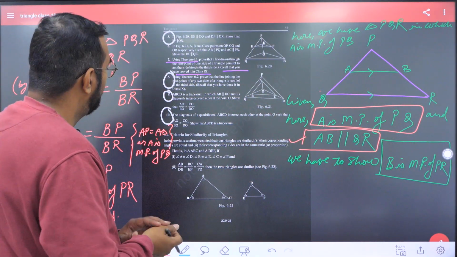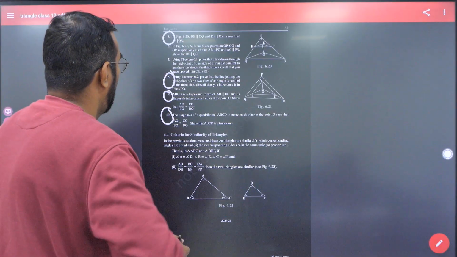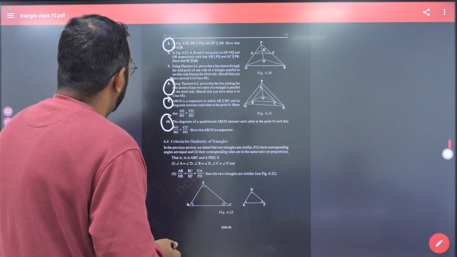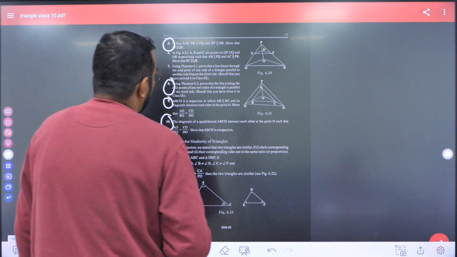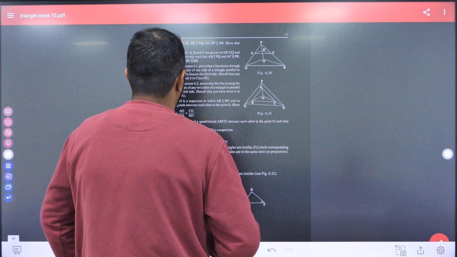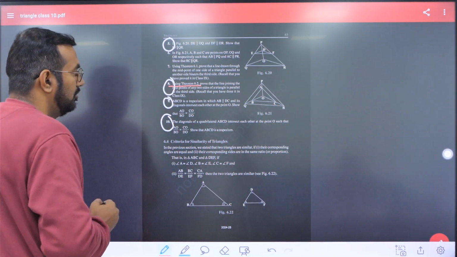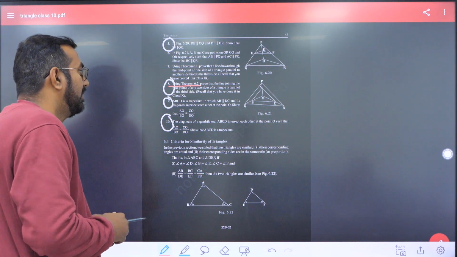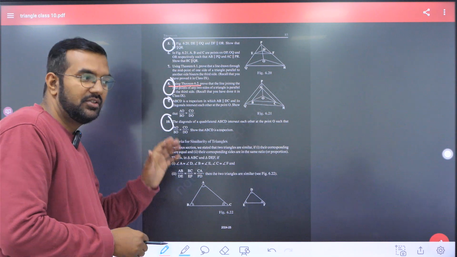So let's move to the next question. Question number 8. Question number 8 is: using theorem 6.2, prove that the line joining the midpoints of any two sides of a triangle is parallel to the third side. This is actually the midpoint theorem.